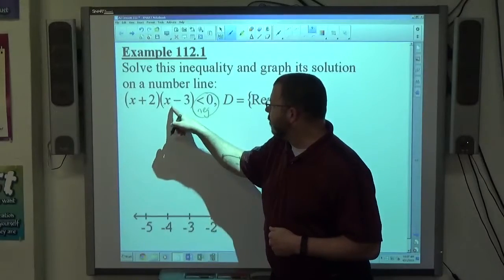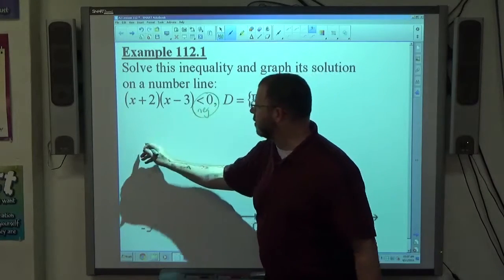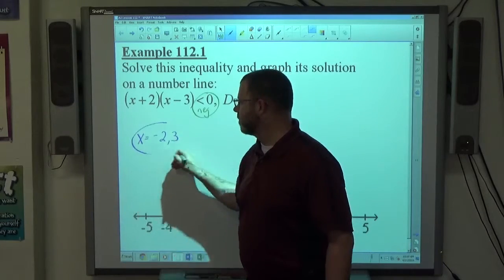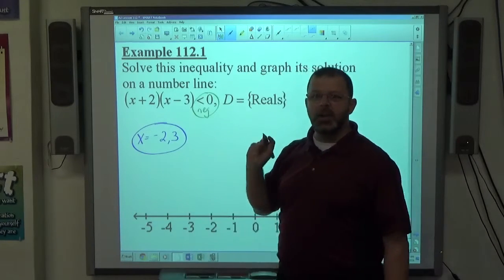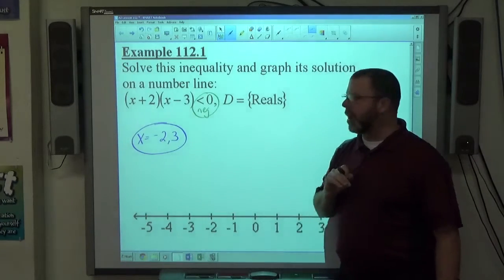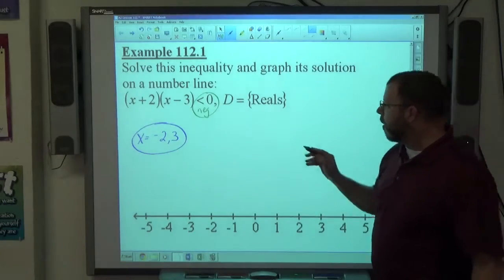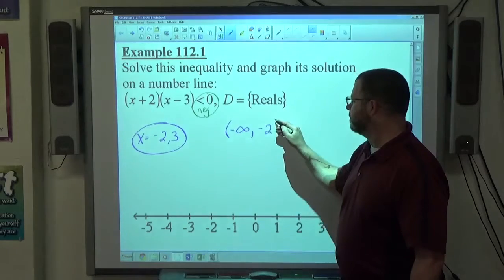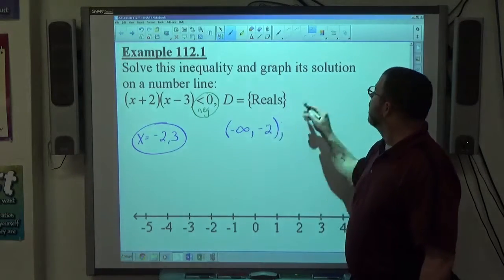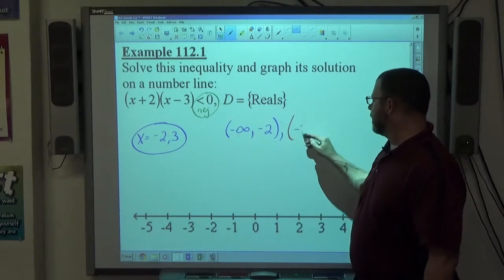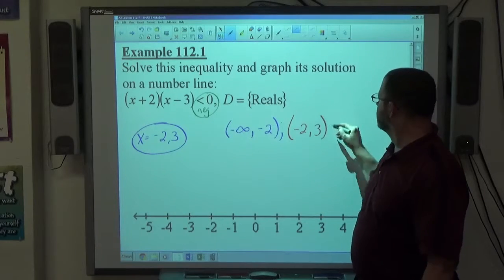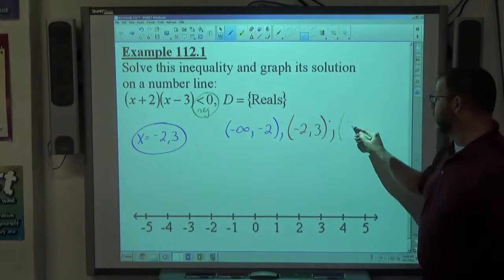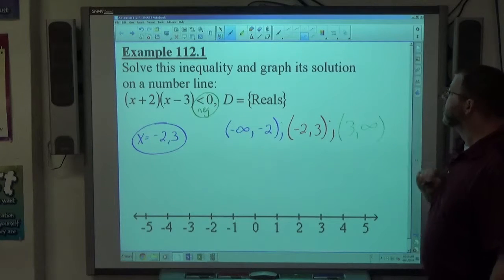I've already got factored form, inequality 0, so I'm going to say x equals negative 2 or positive 3. It's less than, not equal to, so we're going to be using parentheses, not brackets on our intervals. We always begin intervals at negative infinity and go to the smallest number. Then we go from the smallest number to the next biggest number. Then we go from that number to the next biggest number. We've run out of numbers, so we go from that number to infinity.